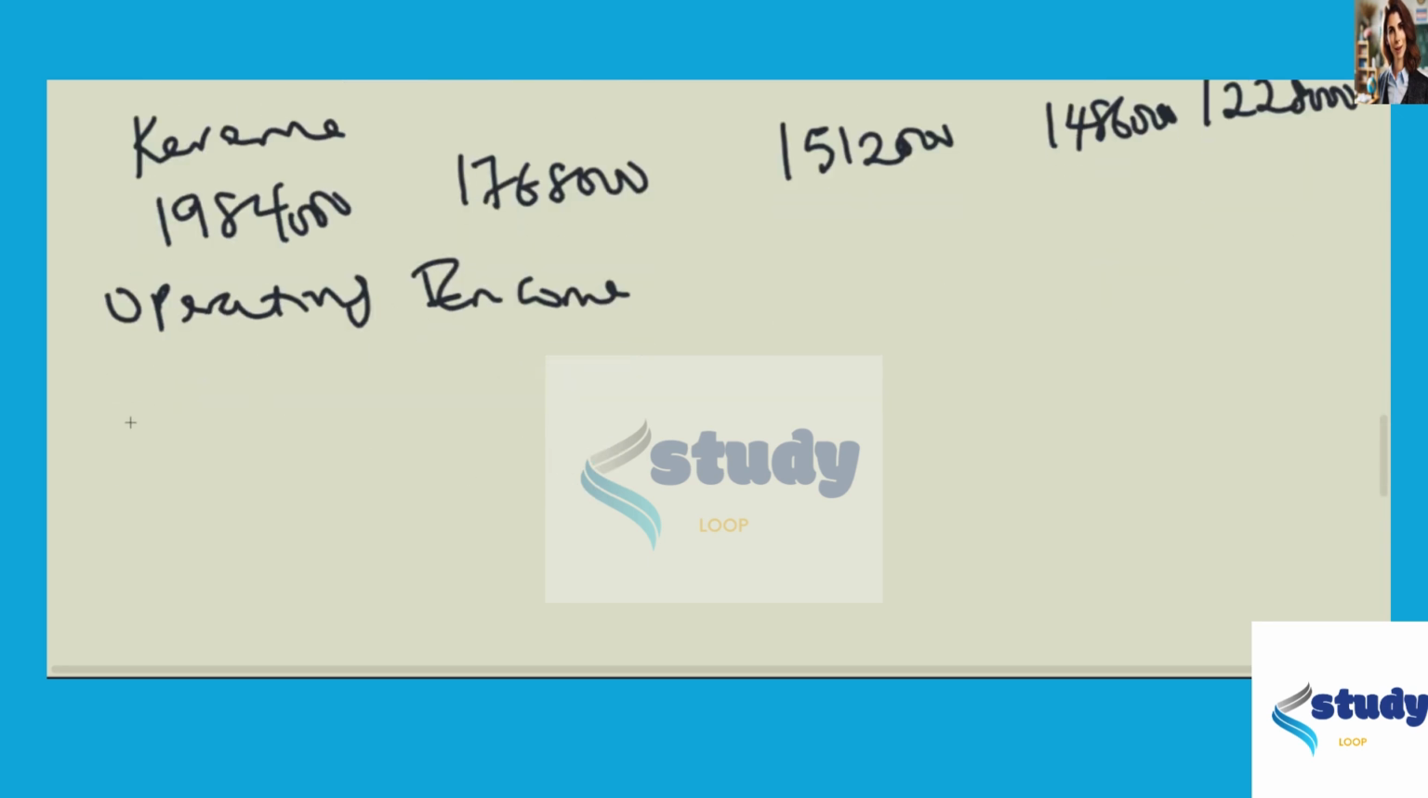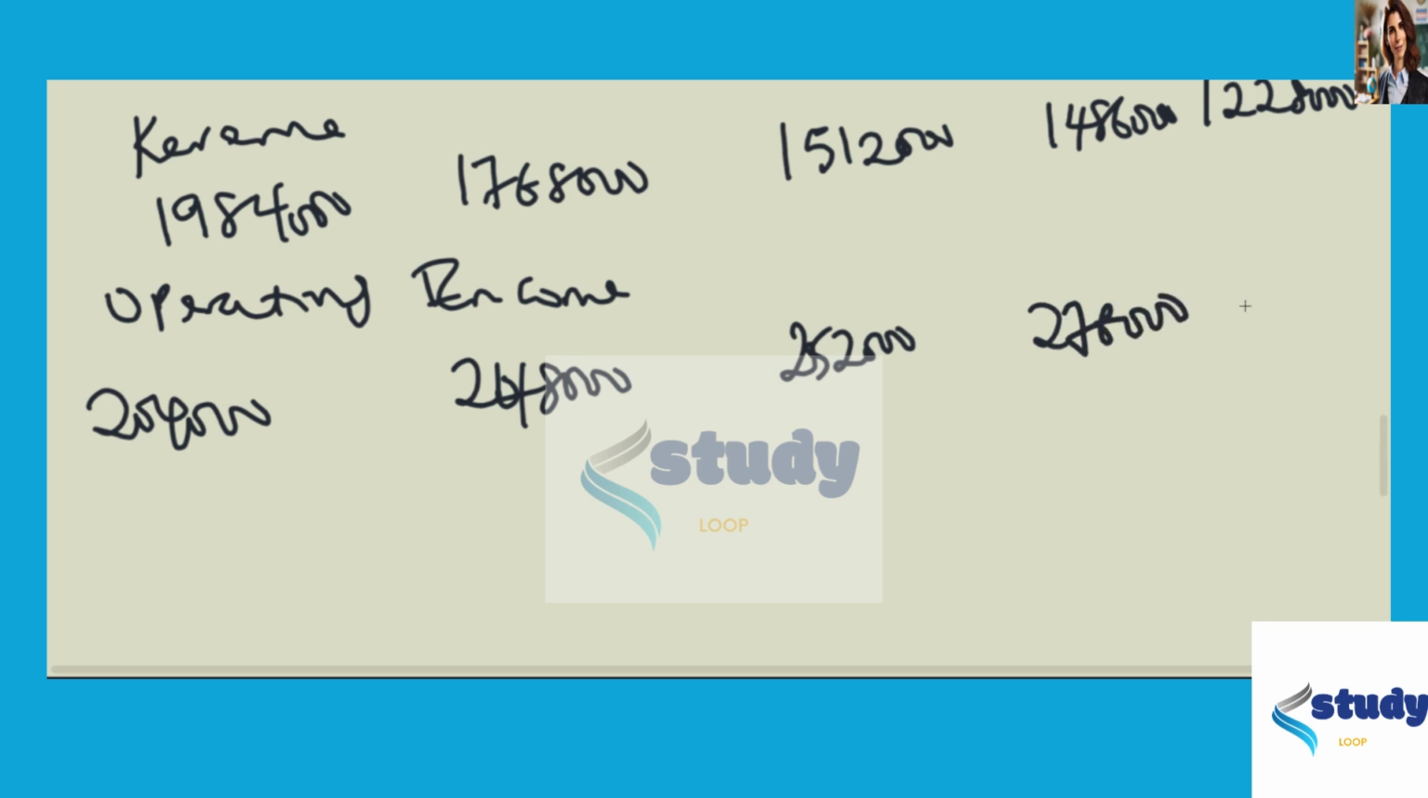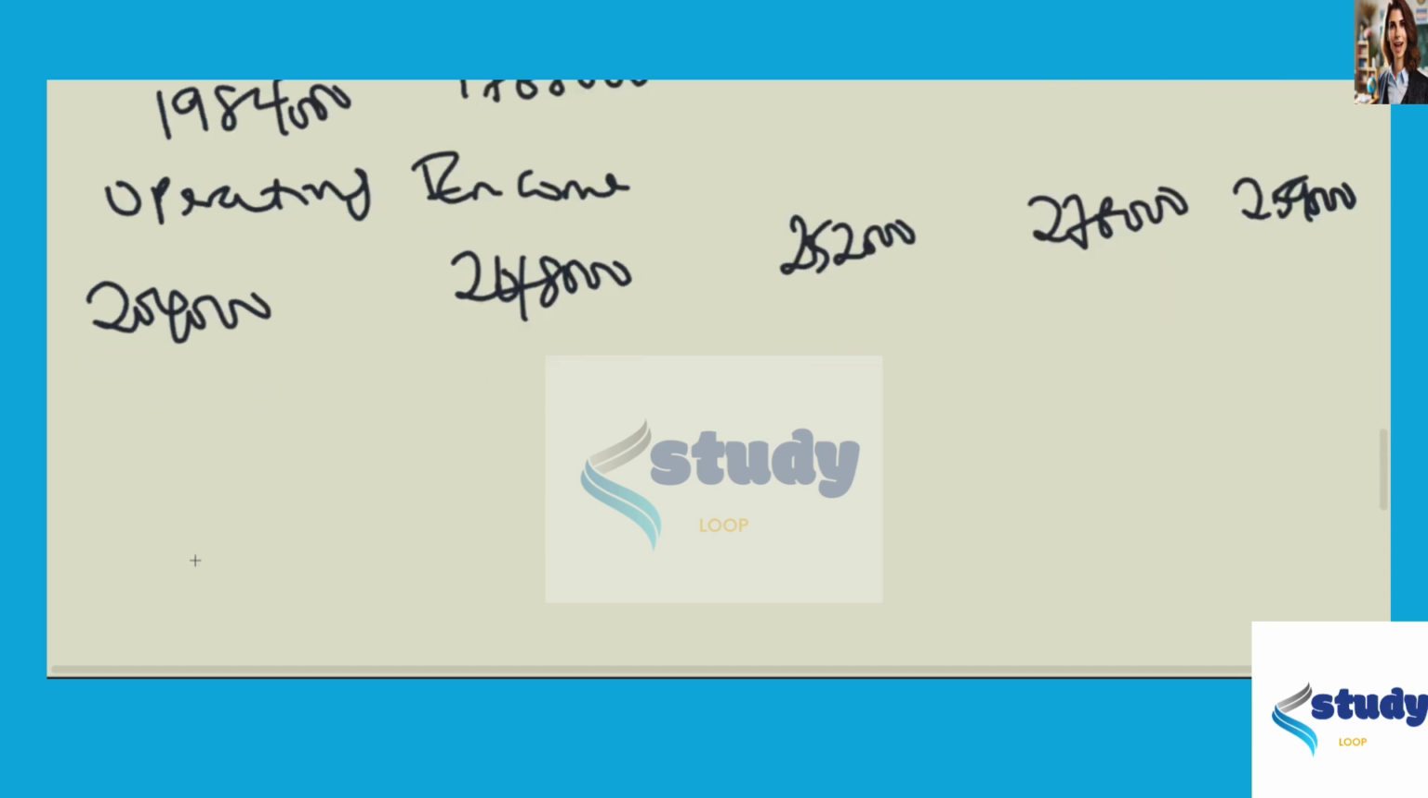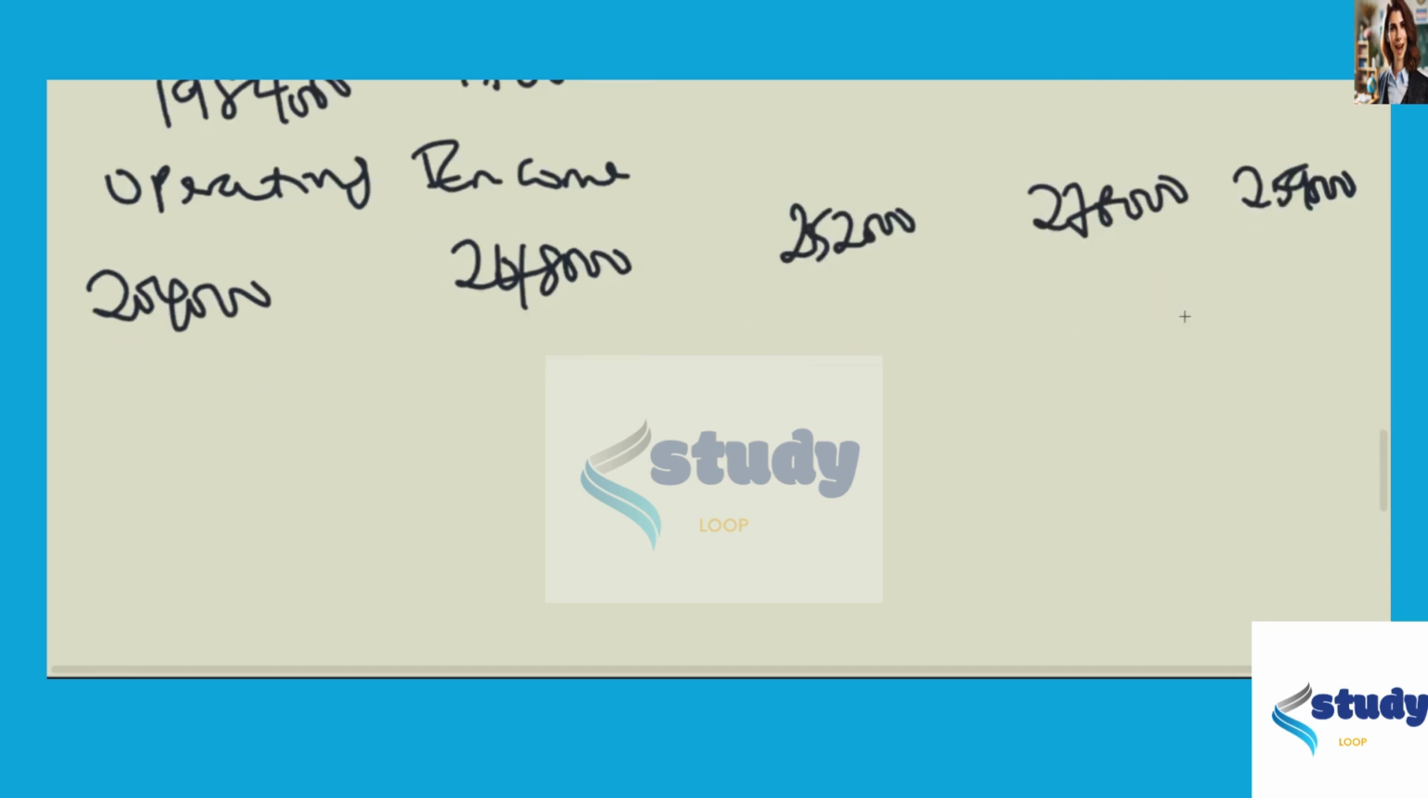Now the operating income for these would be 204,000, 248,000, 252,000, 276,000, and 259,000. Now the operating income in option 4, as we can see, is more compared to the others.